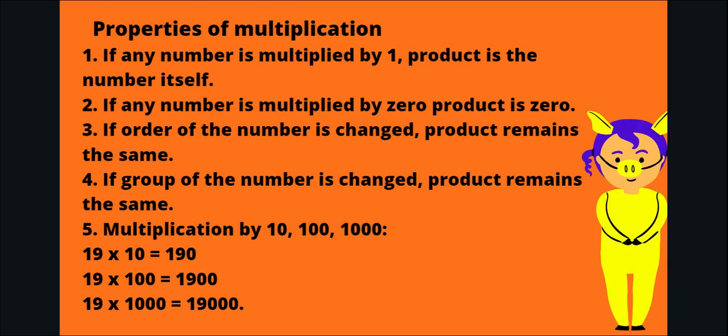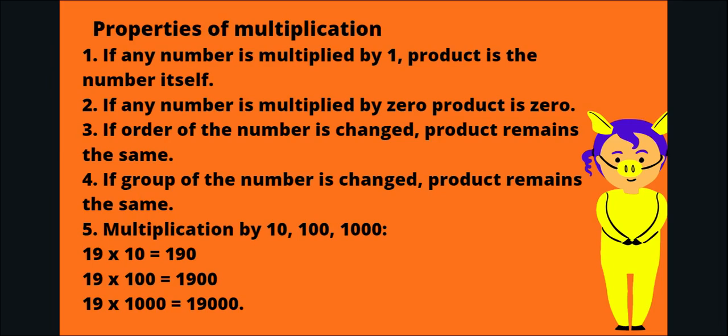Now we start properties of multiplication. First property. If any number is multiplied by 1, product is the number itself. For example, 725 into 1 is equal to 725, the number itself. Second property. If any number is multiplied by 0, product is 0. 553 into 0 gives 0.